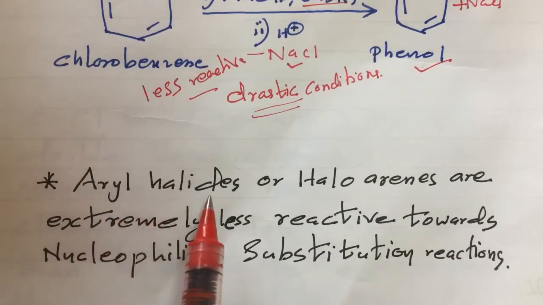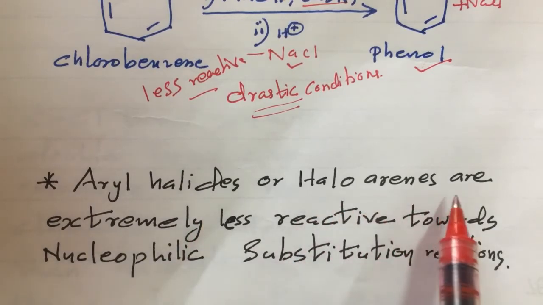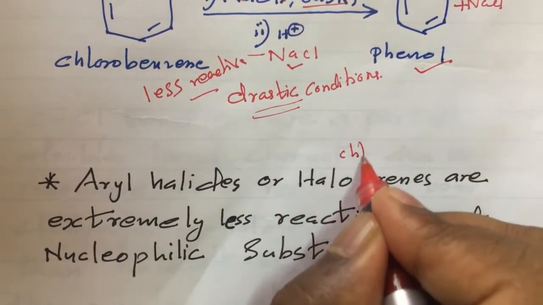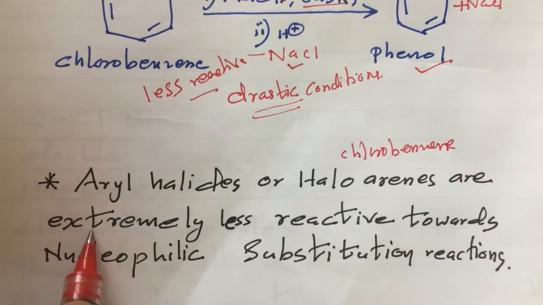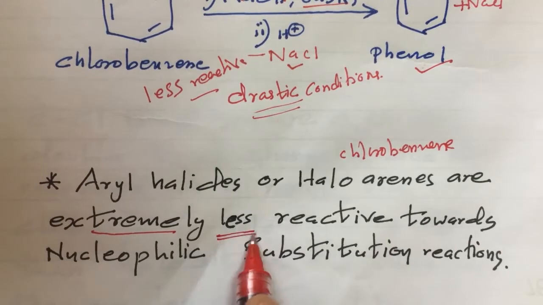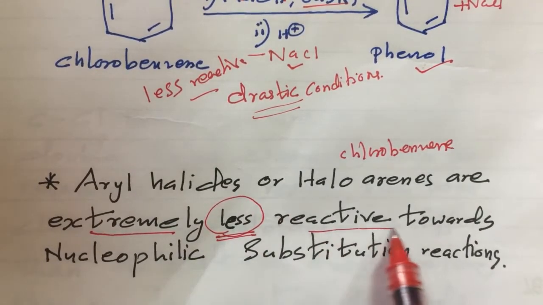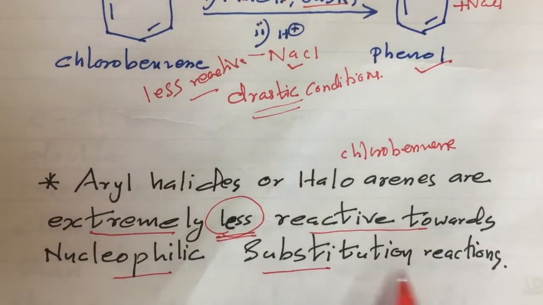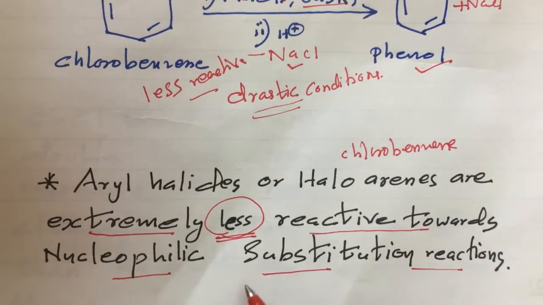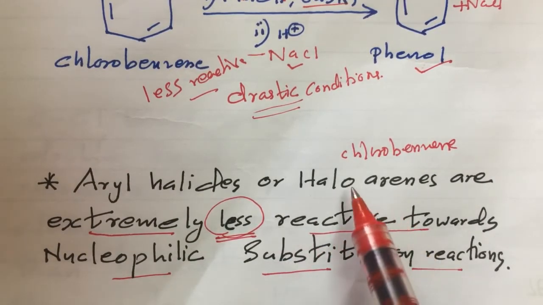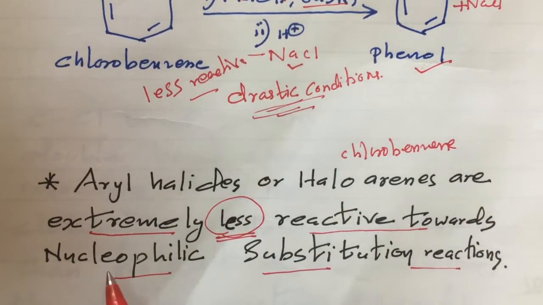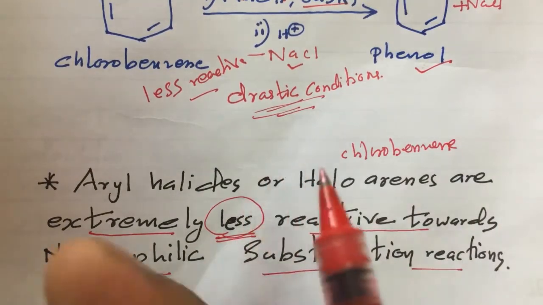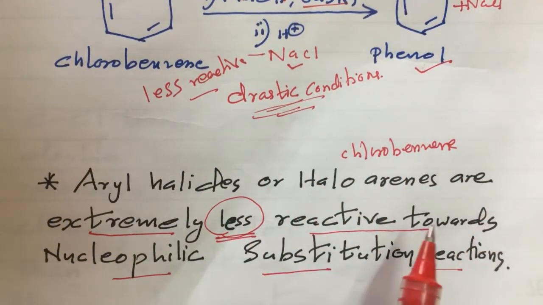Aryl halides or haloarenes, one example being chlorobenzene, are extremely less reactive towards nucleophilic substitution reactions. Nucleophilic substitution in haloarenes is possible only at drastic conditions. In other conditions, they are less reactive towards nucleophilic substitution reactions.